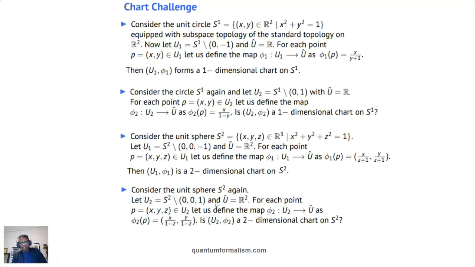So here's a similar challenge. I really encourage you to go through this. This is what enables you to solidify and build examples.